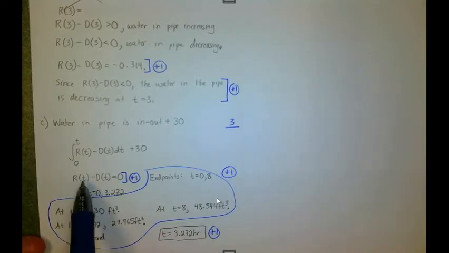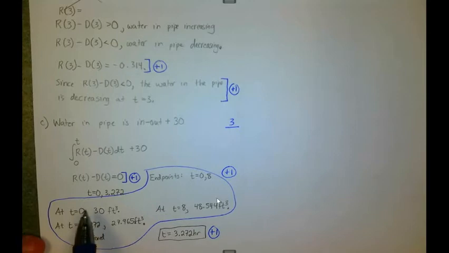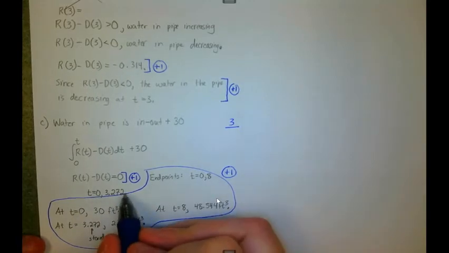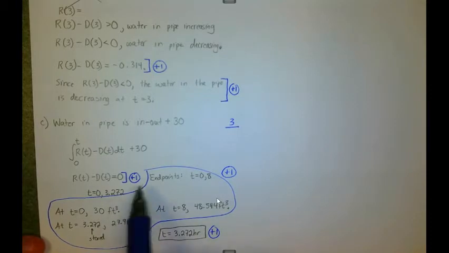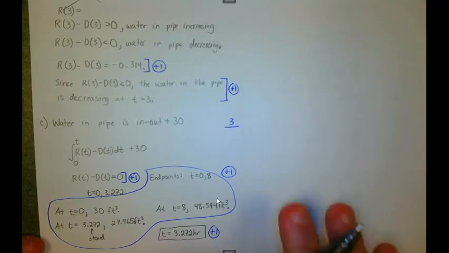I just looked at solving this equation: R of t minus D of t equals 0. Again, that is done completely on the calculator. Quick note, if you have a calculator active question, don't think about doing hardly any algebra. Think about solving on the calculator. So when I solved on the calculator, I got these values. I stored this value. Then I took 0, 8, 3.272, put them into the function, and got these values in cubic feet, and this one is the smallest, therefore the minimum.